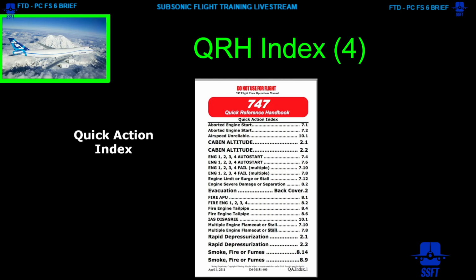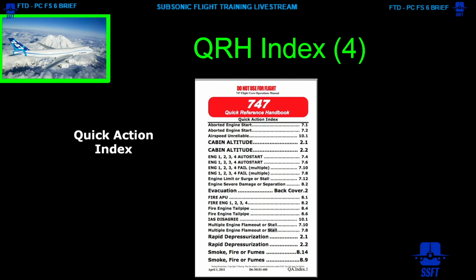Evacuation, same thing. You might be on with goggles on, or with the oxygen smoke hood all in one unit on your face. Same thing with rapid depressurization or smoke, fire, fumes. Depending on where the smoke, fire, fumes are, you might be on oxygen. So they make those bigger font than the smaller font.